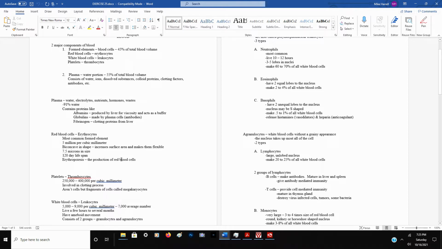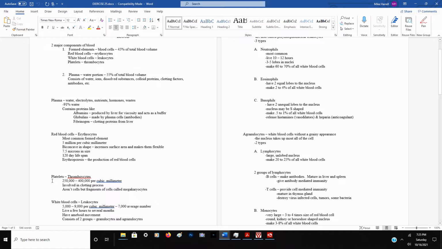Erythropoiesis refers to the production of red blood cells. There's even a hormone from the kidneys called erythropoietin that tells the stem cells in the bone marrow when to make more red blood cells. And anytime your oxygen delivery is inadequate is when that would happen.